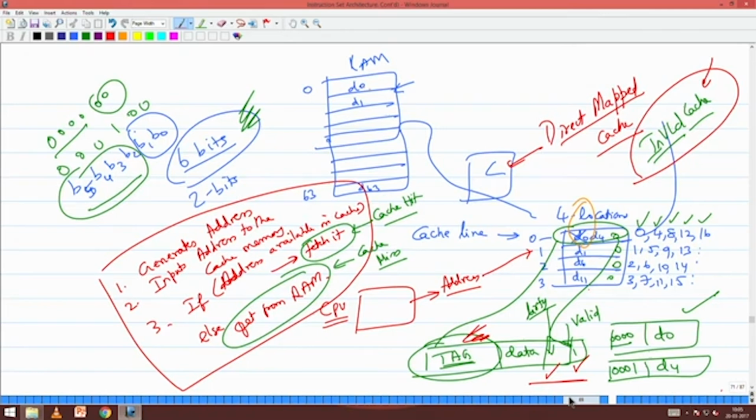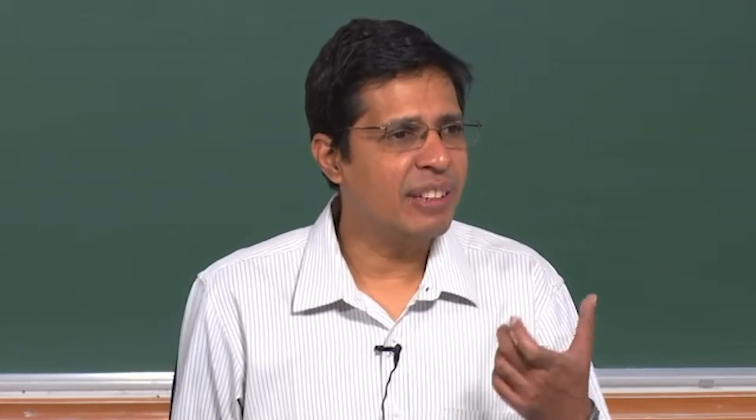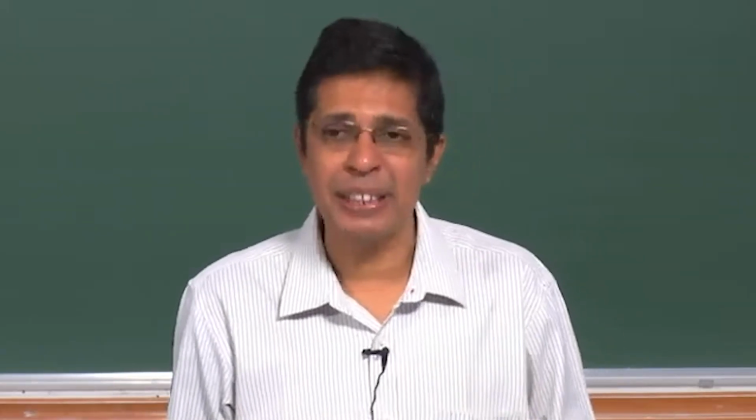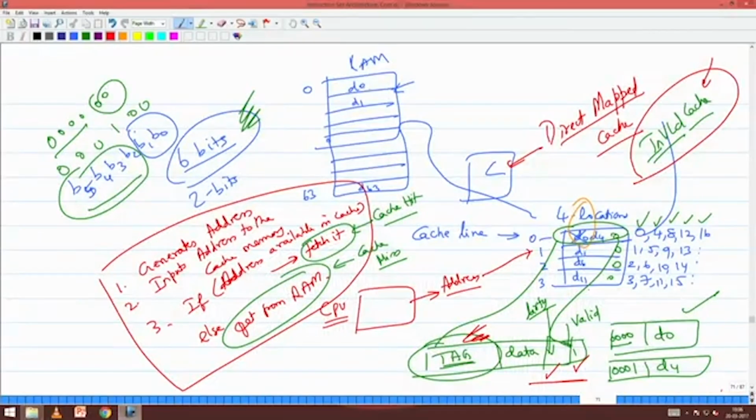So when I generate an address in this context, I take the last 2 bits and index into this location. If I find the valid bit to be 0, then it is a cache miss. If the valid bit is 1, then some address is stored there. I take the first 4 bits, namely B2 to B5, and compare with the tag. If they match, then it is a cache hit, otherwise it is a cache miss, right. So this is how caches basically work.